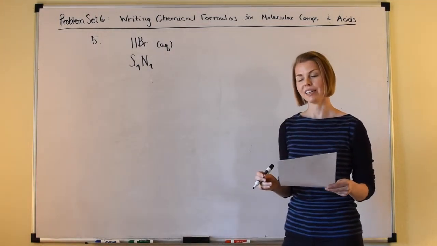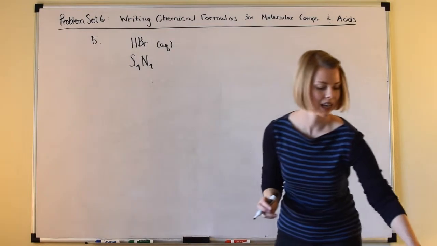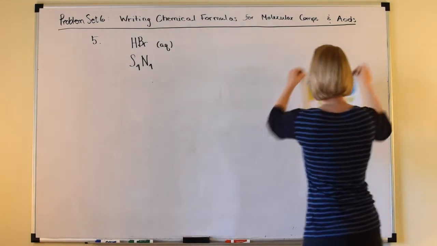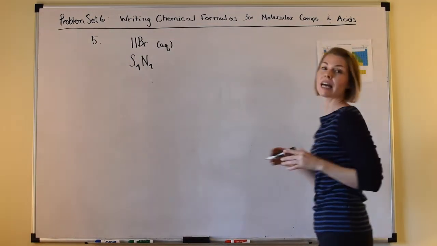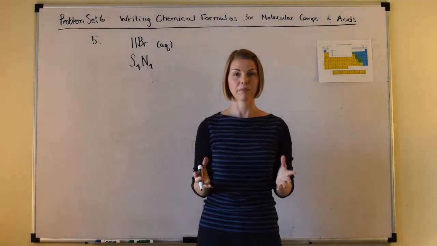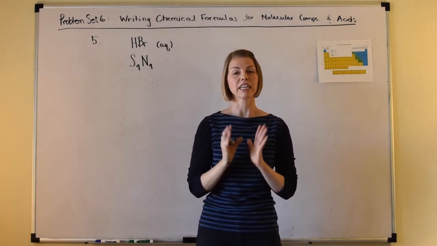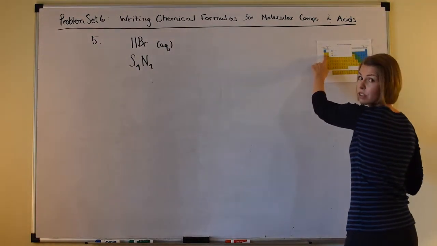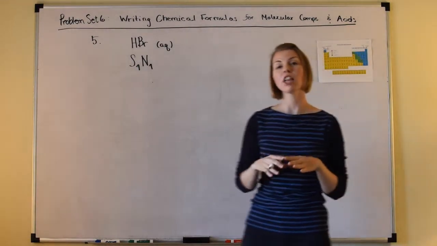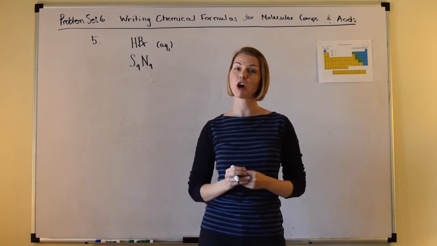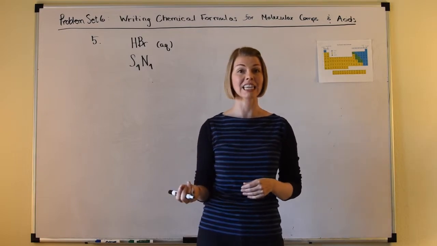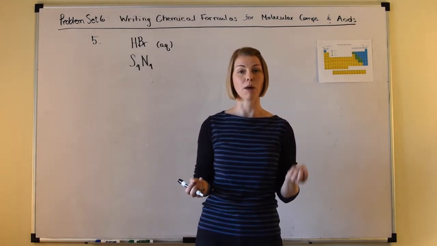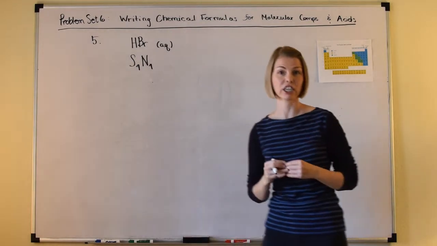Lithium carbonate. Okay, so here's where it gets tricky. Lithium carbonate, I hope you can recognize as an ionic compound. Okay, if you're not sure how, we're going to get it from the periodic table. Lithium is a metal. Carbonate is a polyatomic anion. So lithium carbonate is composed of metal cations and a polyatomic anion. So it is an ionic compound.